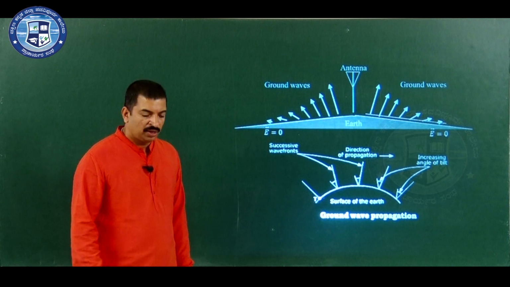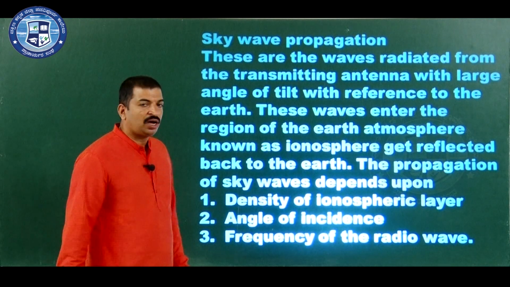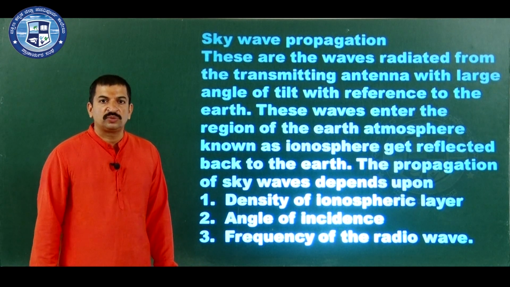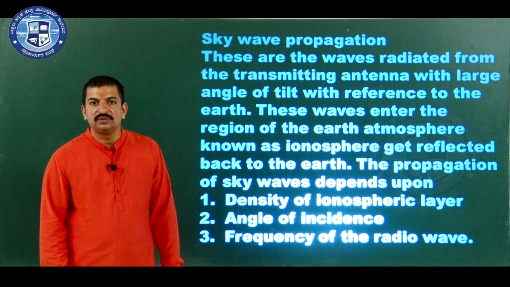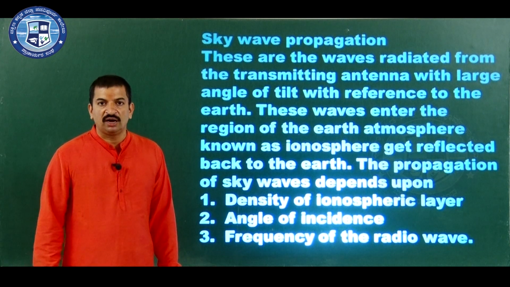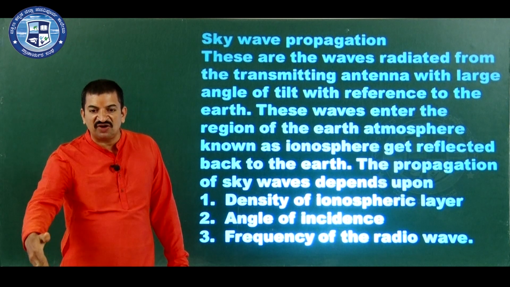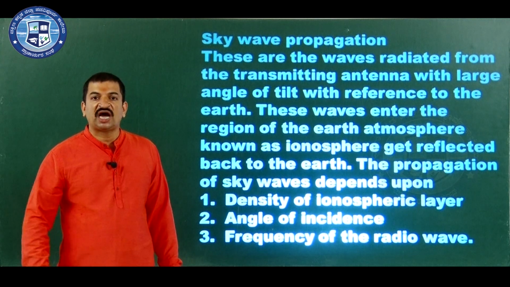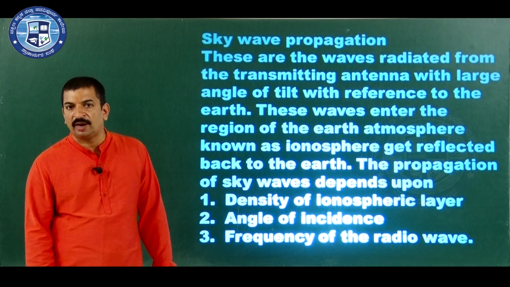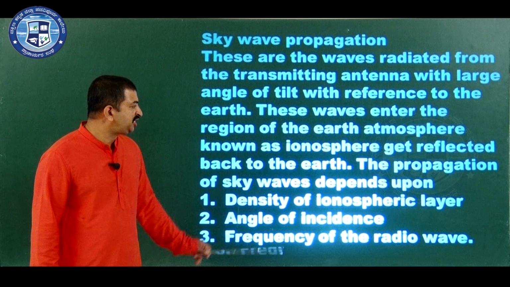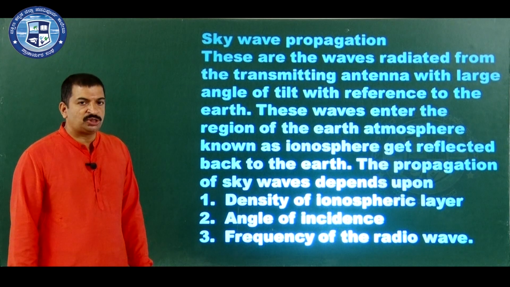The next one is the sky wave, also called the ionospheric wave. Sky waves are the waves that are radiated from the transmitting antenna with a large angle of tilt with reference to the Earth. These sky waves enter the region of the Earth atmosphere known as the ionosphere and get reflected back to the Earth. Now, the propagation of the sky wave depends upon three important factors.